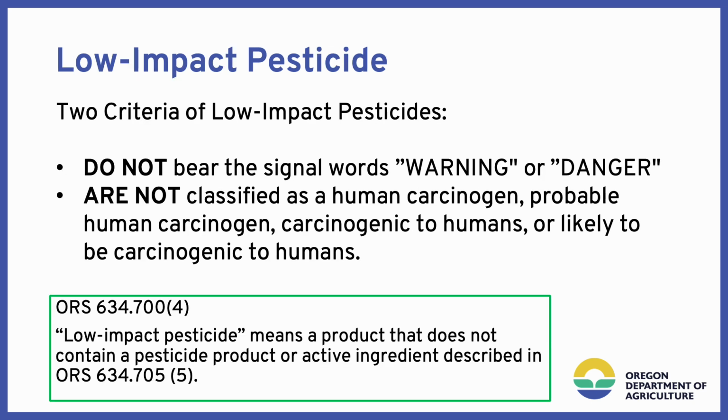Two criteria are used for determining if a pesticide product qualifies as low impact. These are detailed in ORS 634.705, subsection 5. First, a pesticide must not bear the signal words warning or danger. This step is relatively straightforward, only requiring you to examine a pesticide's label to identify which signal word it bears. The second step is to determine the EPA carcinogen classification for a pesticide. Determining this can take a little bit more effort than step 1, but don't worry, we will teach you where and how to look for that information.